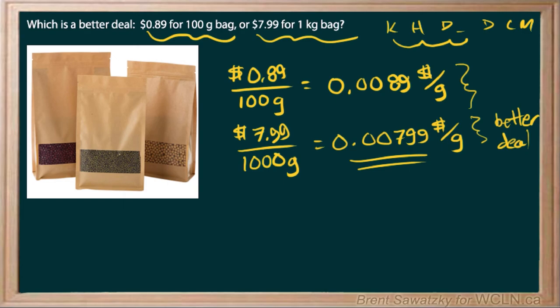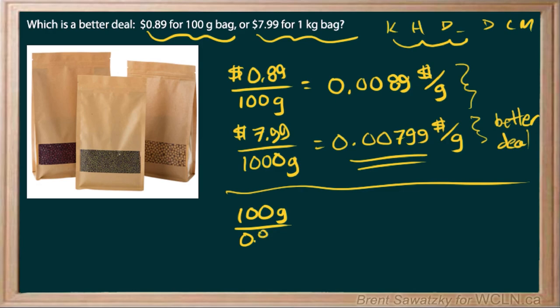Now, had you stopped and said, oh, well, I was going to do the 1,000 grams or 100 grams on the top and the 0.89 on the bottom and work it out that way, that is perfectly good as well. In other words, here, let's just do that real quick. If you would have approached it like this and said $0.89, and you come up with quick calculation, 112 grams per dollar, and 1,000.